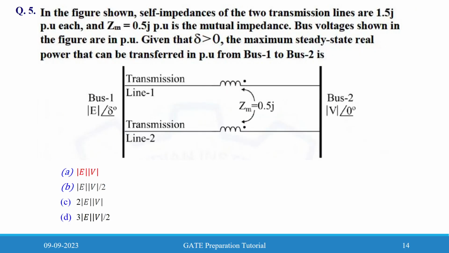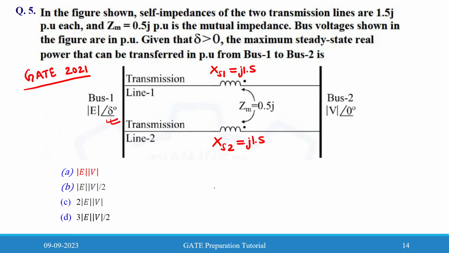So let us move to the last problem of today's session. This one is a little bit good problem and was recently asked in GATE 2021. In the figure shown, the self-impedances of the two transmission lines are 1.5 j per unit each. So XS1 is 1.5 j and XS2 is 1.5 j, and the mutual impedance is 0.5 j per unit. Bus voltages shown in the figure are in per unit. Given that delta is greater than 0, the maximum steady state real power that can be transferred in per unit from bus 1 to bus 2 is.